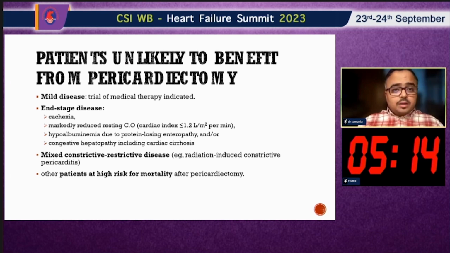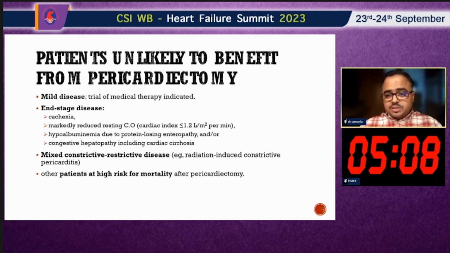So, patients unlikely to benefit from pericardiectomy. What is the patient subset? Those with LV dysfunction. If the patient has myocardial depression, especially cardiac output less than 1.2 liter per meter square per minute, then perioperative mortality and morbidity are high, and the chance of relapse is more.